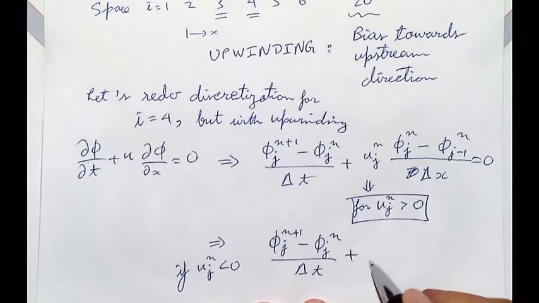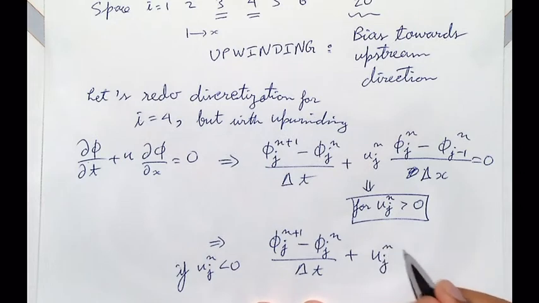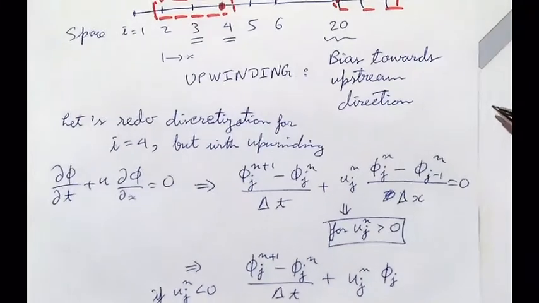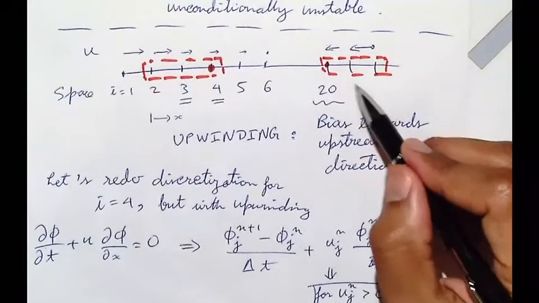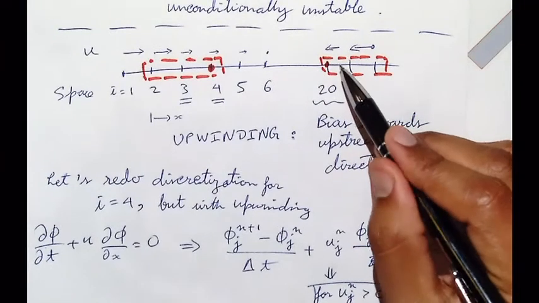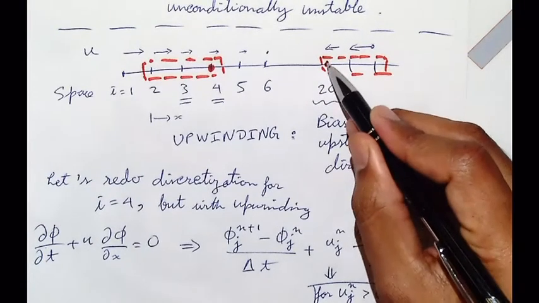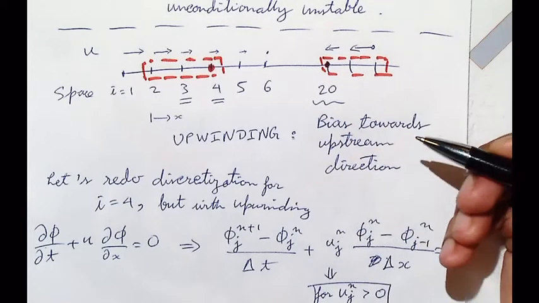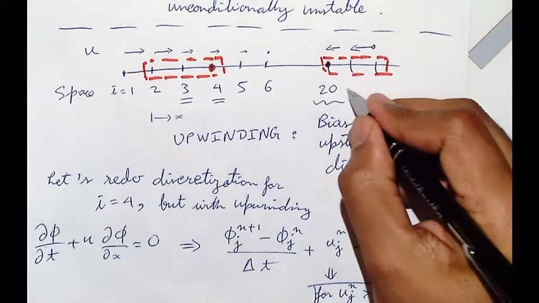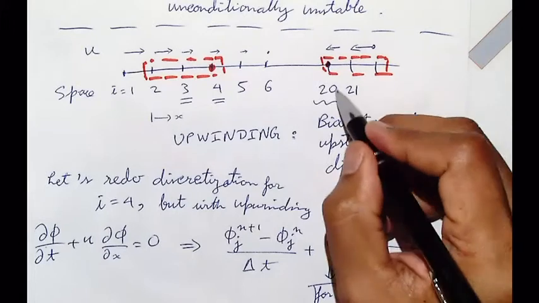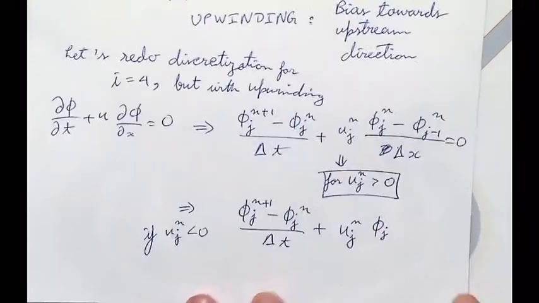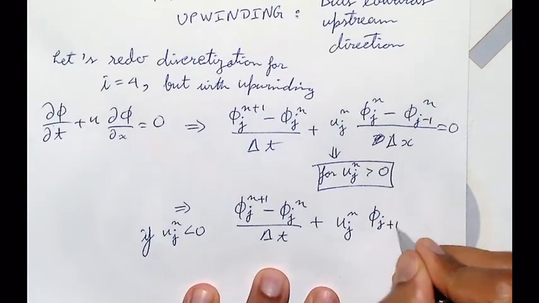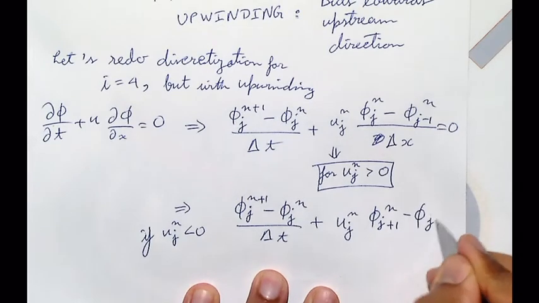You tell me, what goes here? u j n, yes? Phi j plus 1. All right, let's see why. Let's go to our diagram again. So this is the negative u case. Which one would you pick if this is your point of interest? Phi j plus 1, yeah, exactly. So you do j plus 1 minus j.